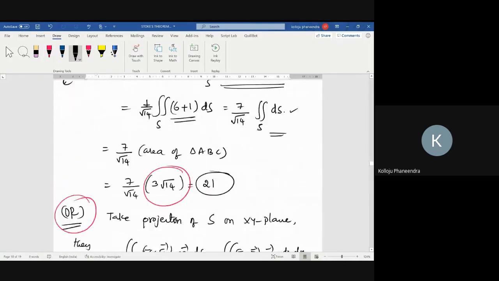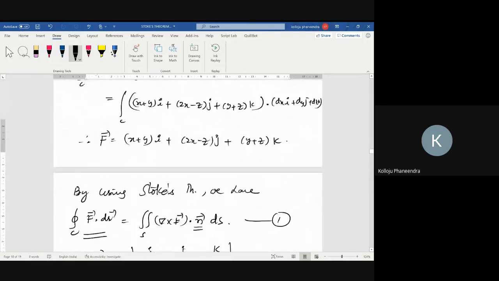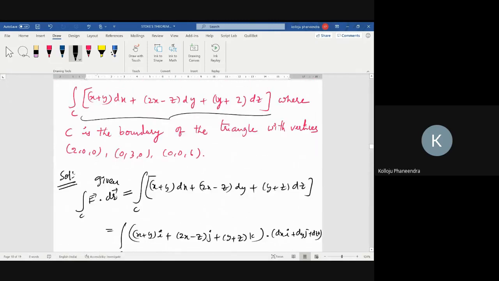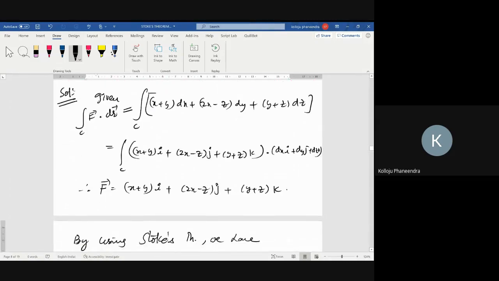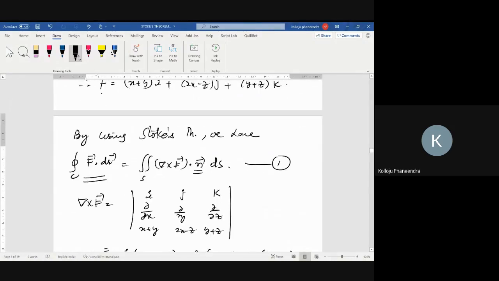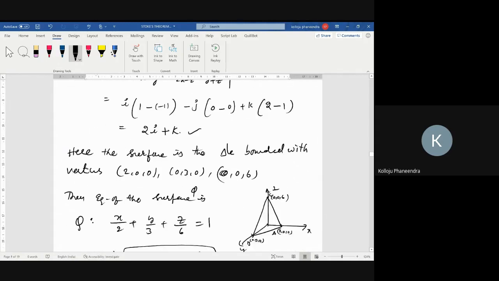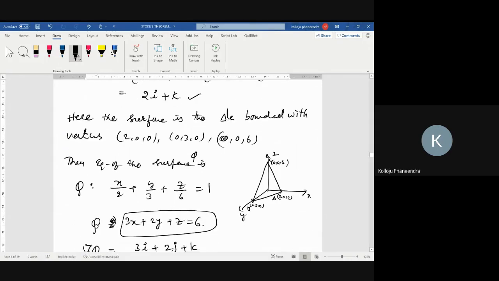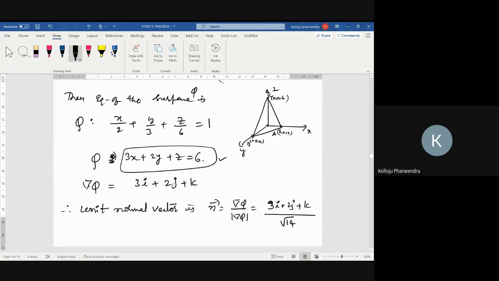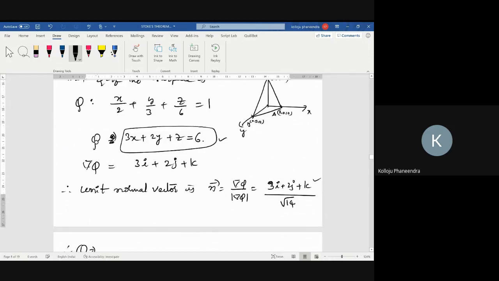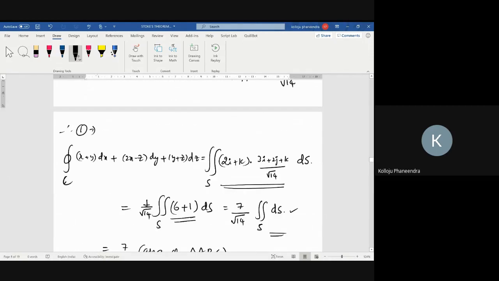Any doubts in this problem? This problem is not verification. Apply Stokes theorem to evaluate the line integral. From the line integral, first I got f bar. Then I apply Stokes theorem on the right side, so del cross f bar I got. For n bar, I have to find the surface equation. So the surface equation phi is this. From this, I calculated the n bar value. Then I applied Stokes theorem and got this one.